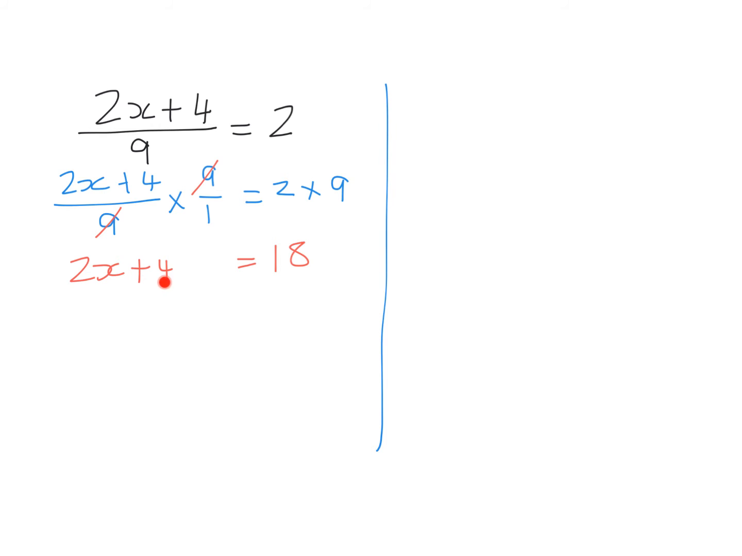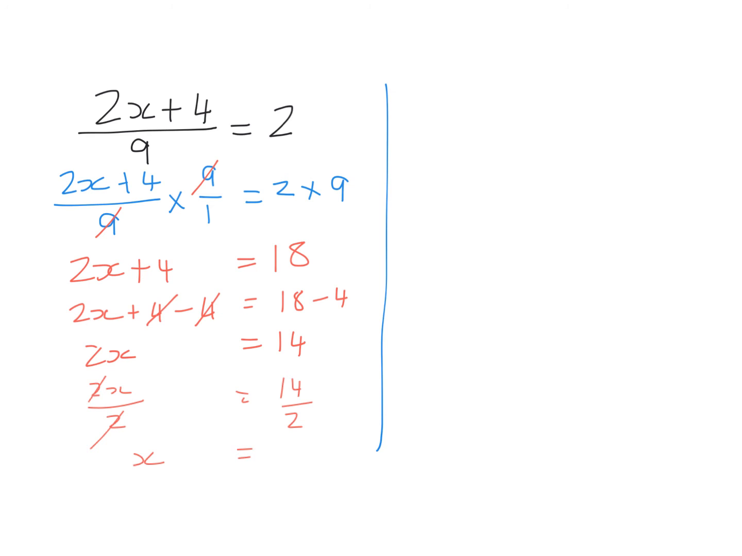Next I want to sort out this, so I'm going to go 2x plus 4 take 4 equals 18 take 4. They cancel each other out. 2x equals 14. And now I want to sort this out over here, so I'm going to divide it by 2. So I'm going to go 2x divided by 2 equals 14 divided by 2. That cancels, therefore x is equal to 7.